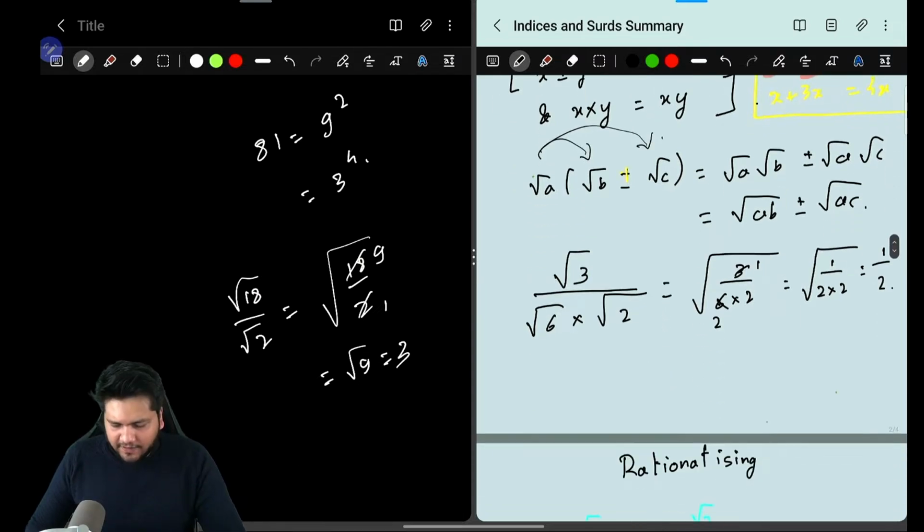Okay, now I have given one example for this. If I have root 3 upon root 6 into root 2, when it comes to multiplication and division, you can combine all the things and then solve it to get the final value 1 by 2.